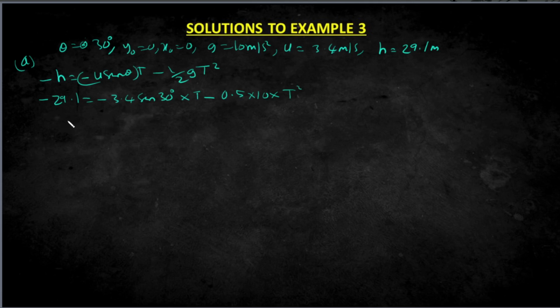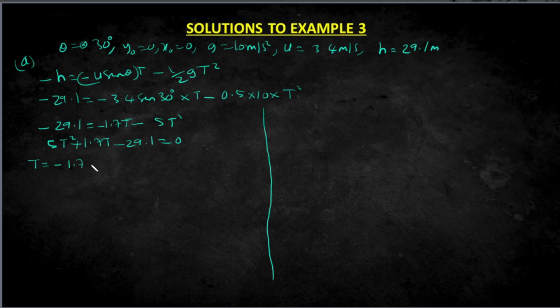Then you simplify the whole of this. When you do that, you have minus 29.1 equals minus 1.7t minus 5t square. Then rearrange everything to that side. You have 5t square plus 1.7t minus 29.1 equals 0. So here you can see this is a quadratic equation.